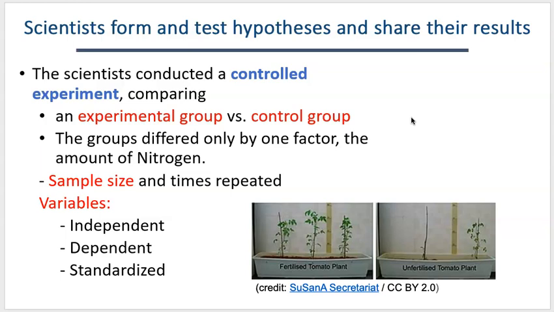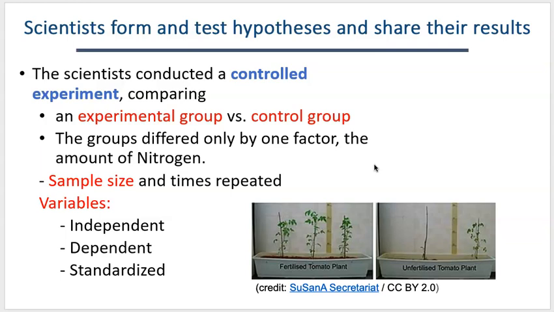The independent and the dependent variable are the first two variables that we really want students to be able to identify when looking at a scientific study. Now, standardized variables are variables that may affect the outcome of the experiment, and therefore we have to keep them the same between our two groups. So what are things that affect plant growth?